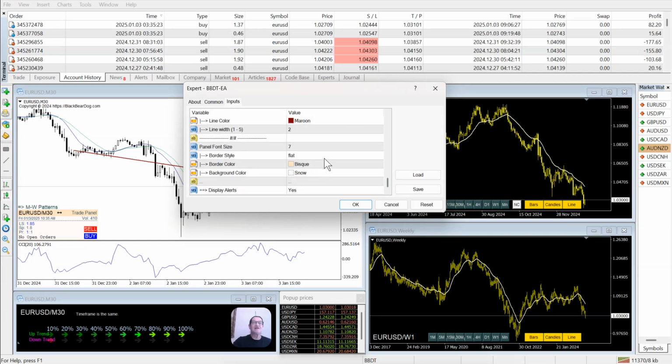Last but not least, here are generic configurations, which allows you to change the colors of the panel, the trading panel, and that's about it.